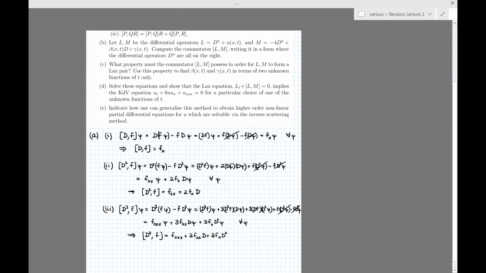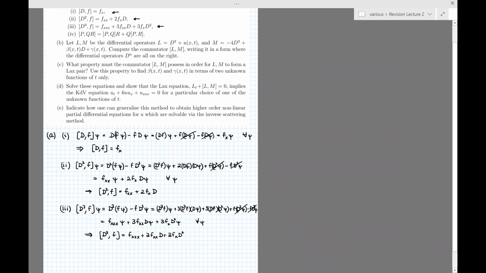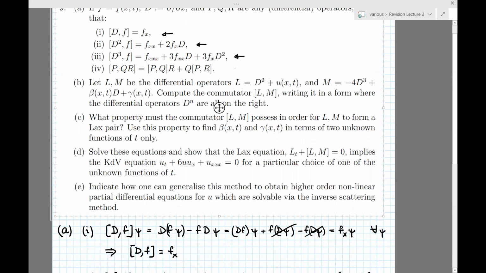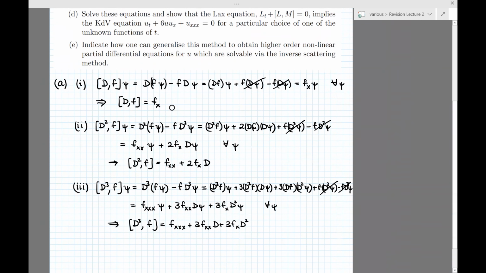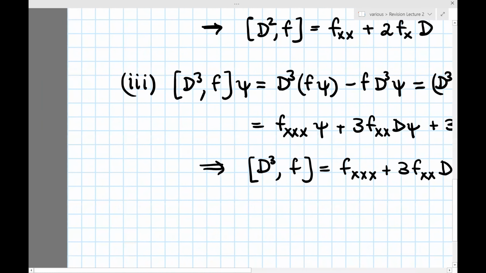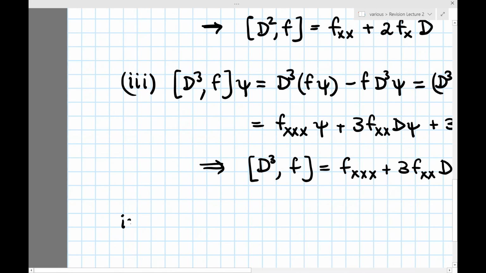So finally, identity 4 is familiar from linear algebra. It's just the commutator of P with QR. Let's look at that.